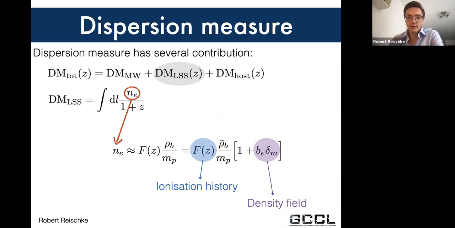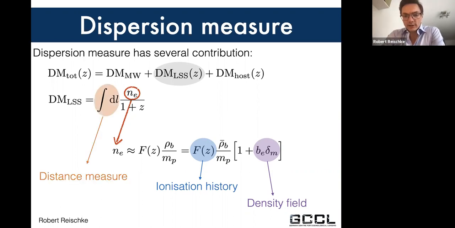You have a background contribution, which is the 1 in the brackets, and you have possibly perturbations, which is the overdensity, so how perturbed the background is, and the electron bias, because you need to convert the matter density to an electron density, and this might be biased with respect to the matter density, because, for example, you can imagine that you have feedback which blows electrons out of galaxies and so on, so you will have some bias there.